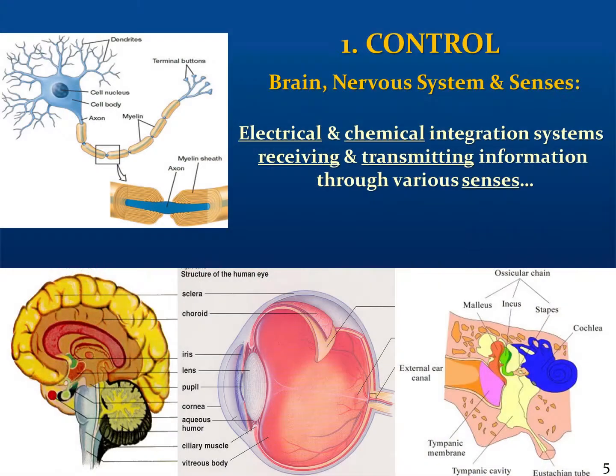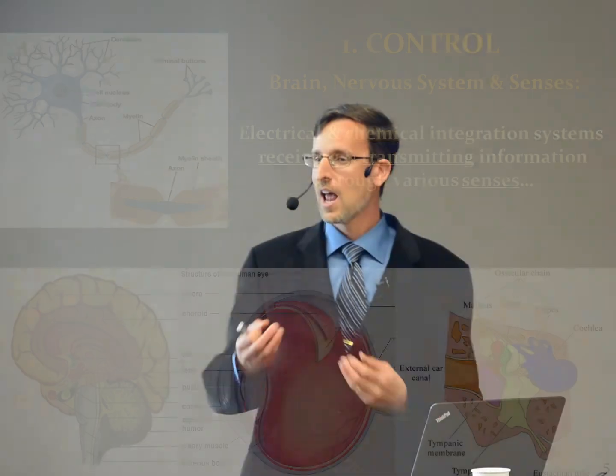And so we have all of these highly specialized cells, neurons, that their purpose is going to contain all of that information and communicate with the rest of the body in order to allow all of the functions to occur. We think about electrical and chemical integration systems through which this information is being relayed, how it receives and transmits information, not just within the body, but also outside of the body as we are interacting with our environment.